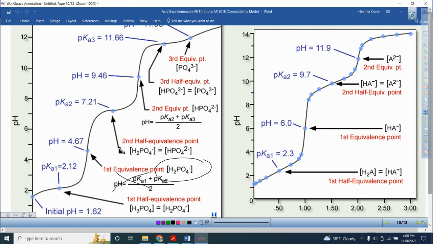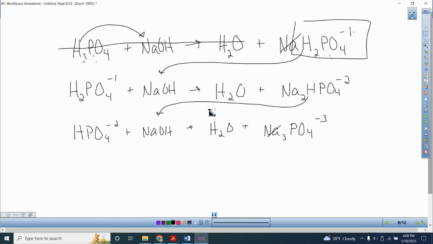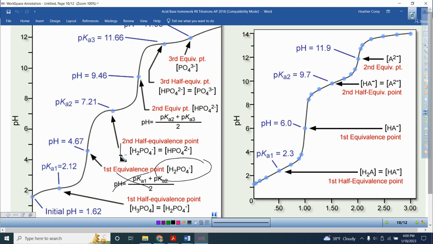All right, the second half equivalence point, that's where we have half of this left over and half of this formed. Okay, and so at this point, the H2PO4 minus equals the HPO4 2 minus. Then we have our second equivalence point. That's where it jumps up, shoots up here. And right in the middle of that, we have HPO4 2 minus that's left over. Don't worry about the pH.